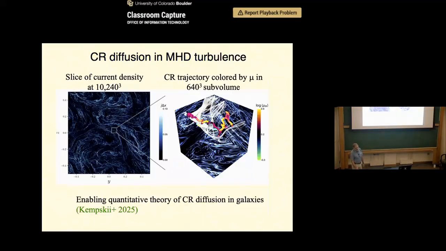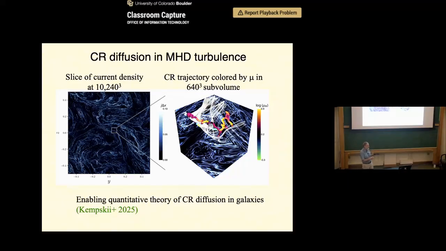And what Philip Kempski at Princeton has been doing is running charged particles through the complex three-dimensional magnetic field structures that emerge. Here's a blow up of a little tiny region in this 10,000 cubed box where he's followed the motion of a few individual particles, colored the path by the magnetic moment mu, which should be conserved if the magnetic field wasn't changing its strength, if the field was completely uniform. But you can see it's not conserved.